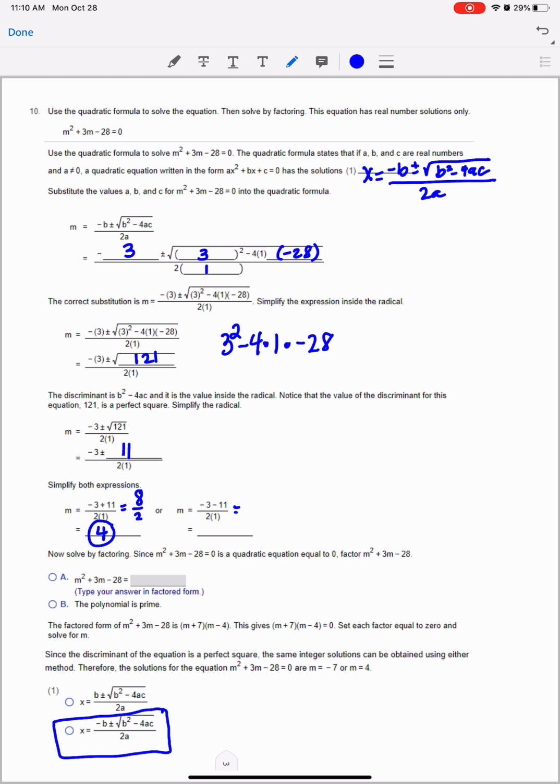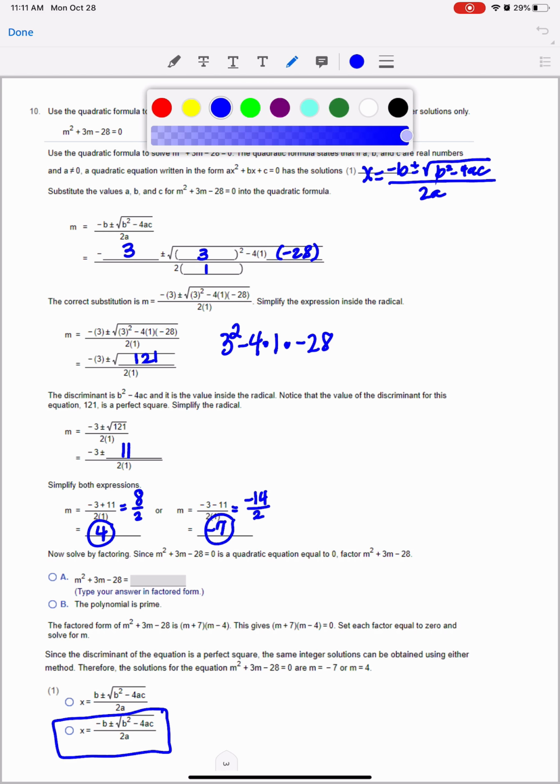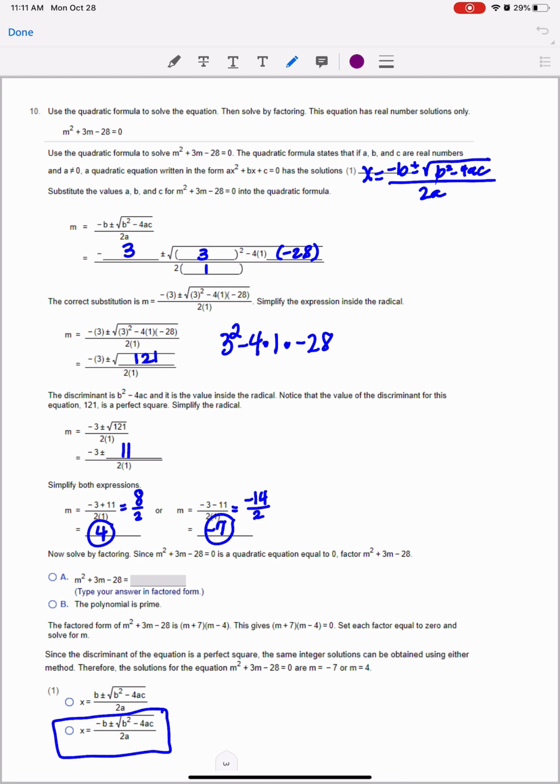Then over here, negative 3 minus 11 is negative 14. Negative 14 divided by 2 is negative 7. So because we've got these whole numbers, right, that means it's factorable. So that's exactly what it wants you to do next. It's wanting to prove to you that you can solve this either way. So now solve by factoring.